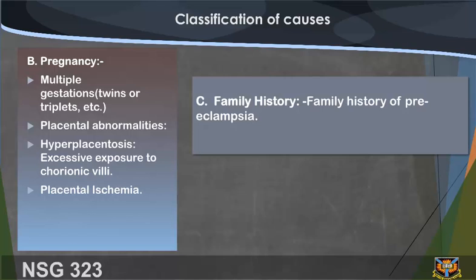Classification of causes continued. B. Pregnancy: multiple gestations, twins or triplets, etc. Placental abnormalities: hyperplacentosis, excessive exposure to chorionic villi, placental ischemia. 3. Family history. Family history of preeclampsia.